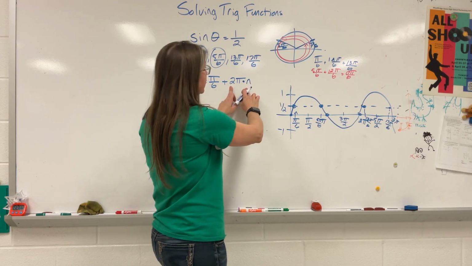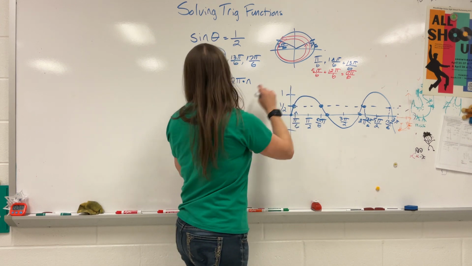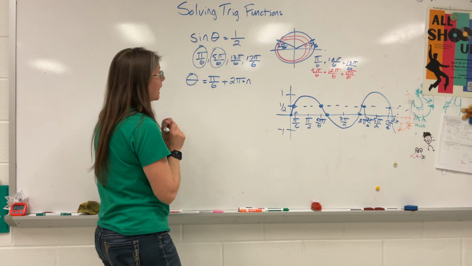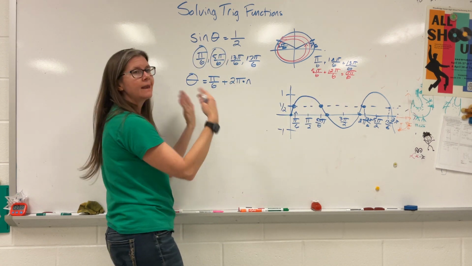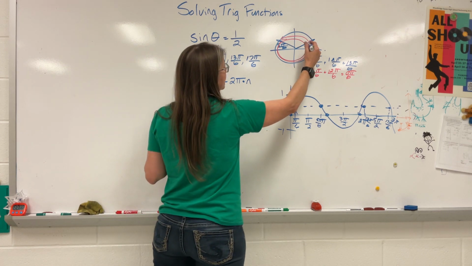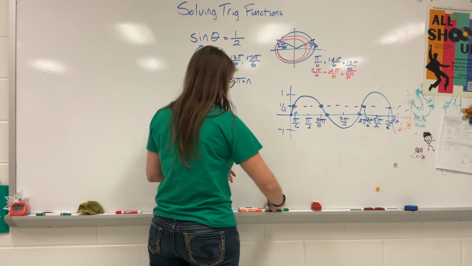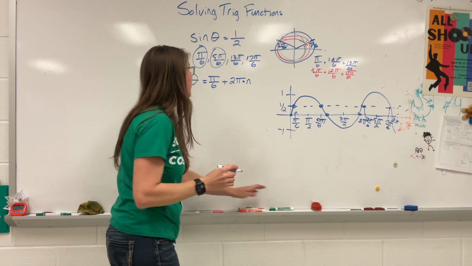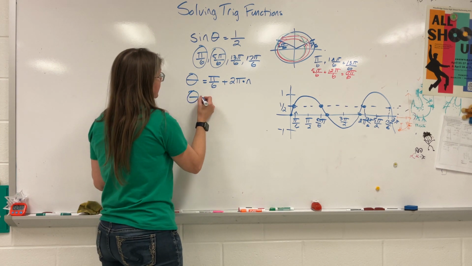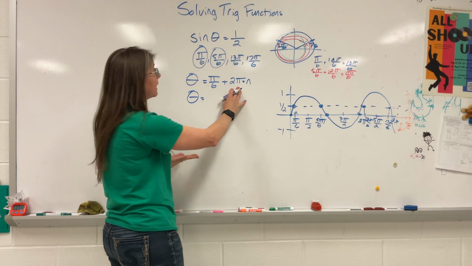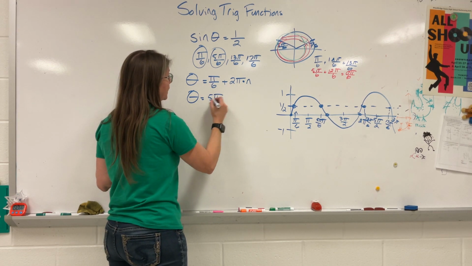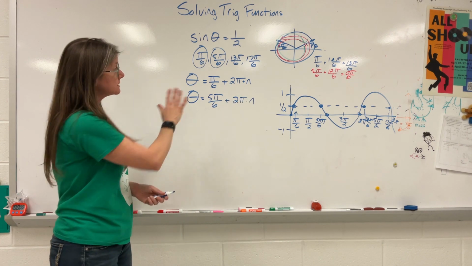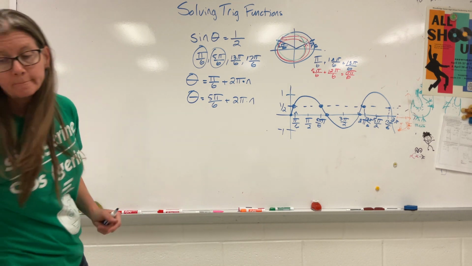Pi over 6 plus 2 pi times 1 is going to give me 13 pi over 6. Okay, adding 2 pi. It could be 2 pi times 2. I could have a -1 in there, and that would tell me about coterminal angles the other way. So I could also have coterminal angles going in the opposite direction. So our two solutions to this are going to be theta is equal to pi over 6 plus any coterminal angle of pi over 6. It will also be 5 pi over 6 and any coterminal angle with 5 pi over 6. And that's all you have to do. That's how you would write your answers with that.